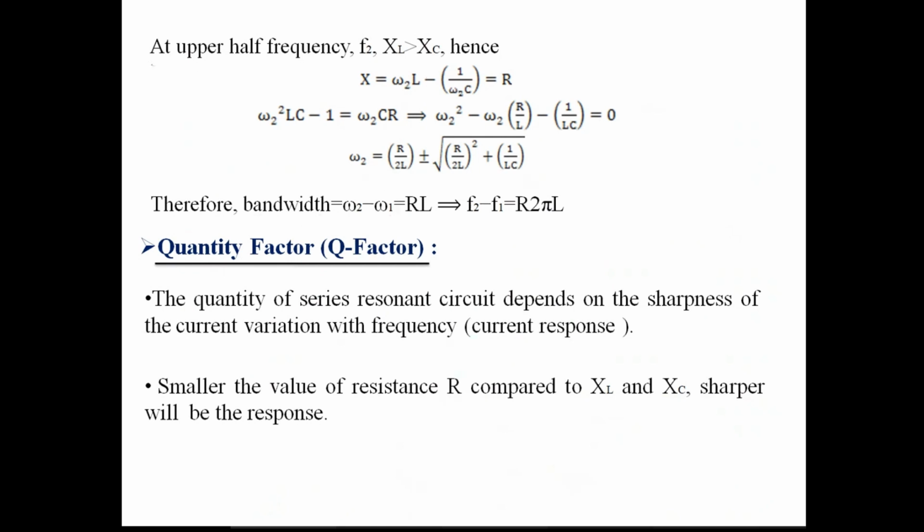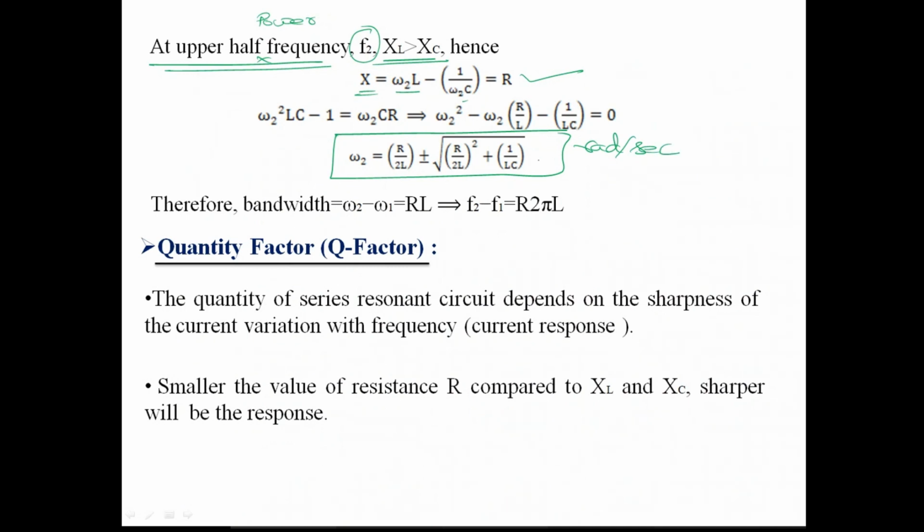And at the upper half power frequency, that is at F2, XL is greater than XC. Hence, I can write the net reactance as omega 2 L minus 1 by omega 2 C is equal to R. And if you simplify this, you will get the expression for omega 2, the upper half power frequency in radians per second, like this.